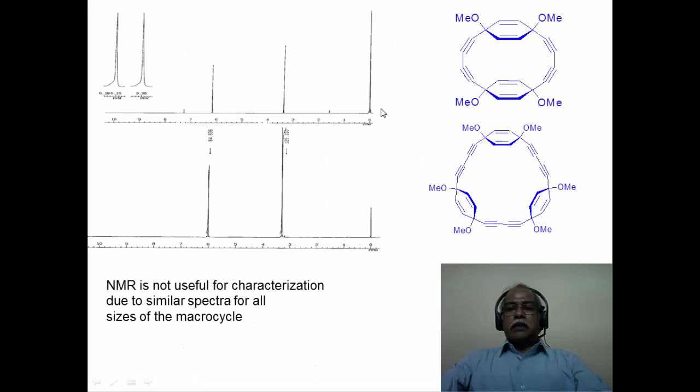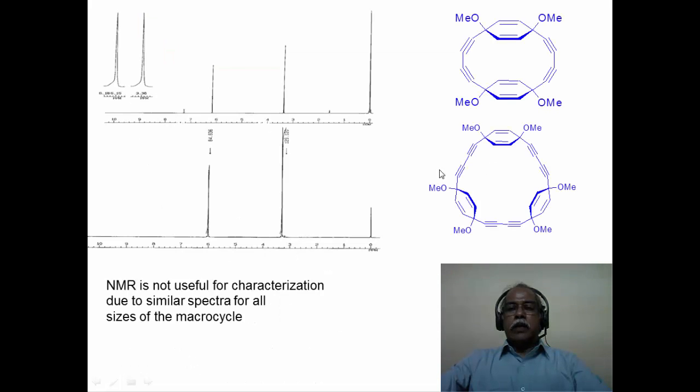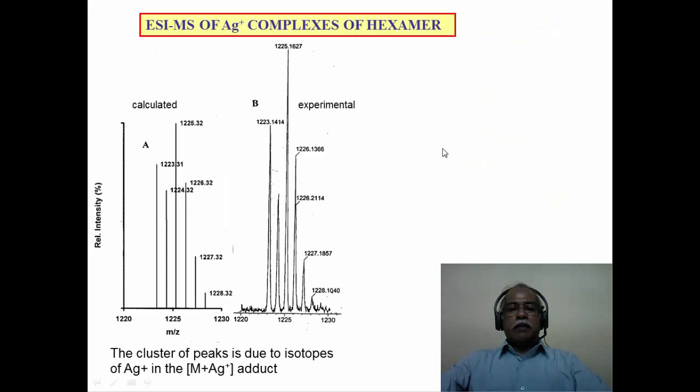Why silver complex? Because silver is known to bind to double bond and triple bonded systems. So we thought we would add silver triflate to the solution of this molecule in acetonitrile, and analyze the samples. And we were successful in doing this. Silver as an element has 6 different isotopes available. So essentially when silver coordinates to this molecule, it forms a silver adduct, and the silver adduct spectrum is what is shown here.